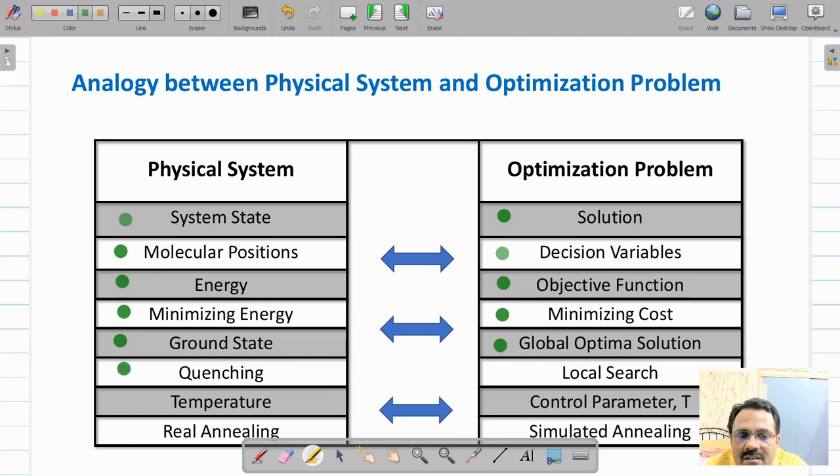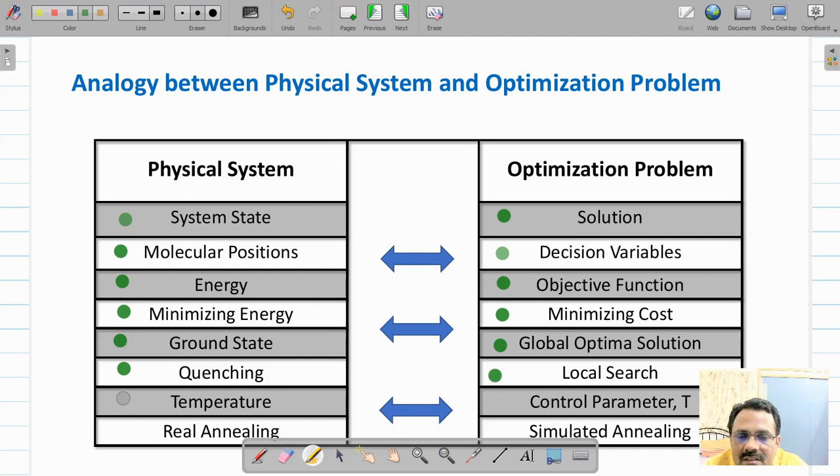In the thermodynamical system, if the material does not achieve the solid state which we want, the ideal state we want, we say quenching. Here we say local search.